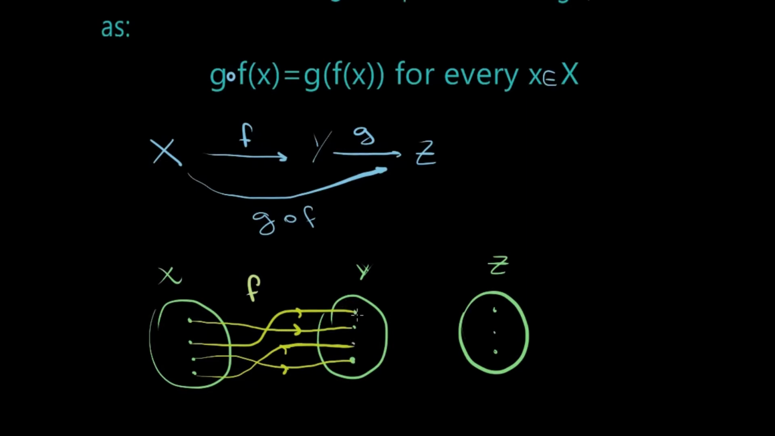G can be completely different. For example, we can say this one goes there, the second one goes to the third one, and this one will go there. It's important for us to notice that these three sets don't necessarily have the same amount of elements. Z in this case has 3 elements and Y and X have 4 each. So this is what f does, and this is g.